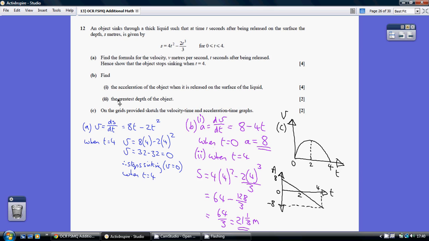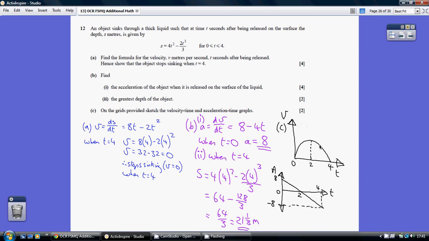Now for part 2, we're asked to work out the greatest depth of the object. Well, that's going to be when t is 4, because that's when it stops sinking. So substituting 4 into the depth formula, which is the s formula, we get 21 1/3 meters.